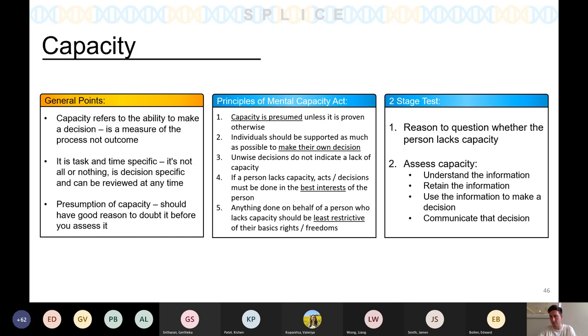So presume they've got capacity unless you have a good reason to suspect that they don't, which brings me on to the box on the right. This is your capacity assessment. It's called a two-stage test because the first step is, do you have a reason to assess someone's capacity? And then the second step is to actually assess it. These are the four steps that hopefully you'll know: you're assessing whether somebody understands the information you're giving, whether they can retain that information, whether they can use that information to make a decision, taking into account risks and benefits and alternative options, and then finally, whether they can communicate that decision back to you. If they've met all those criteria, then they're deemed to have capacity. And that's something that you might have to explain to a relative or a patient in an OSCE station.